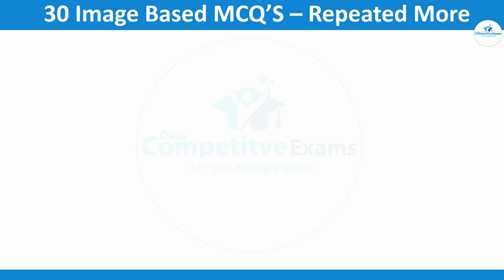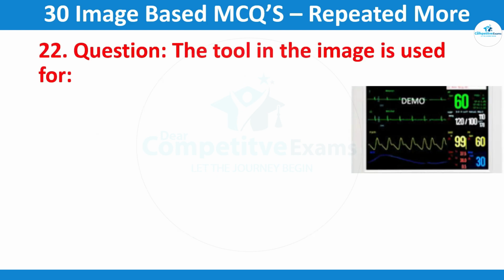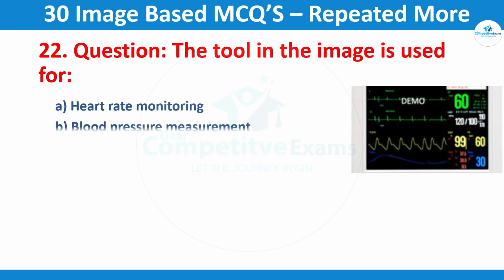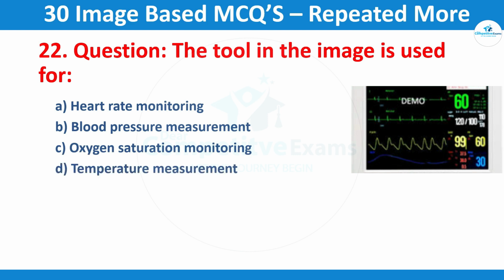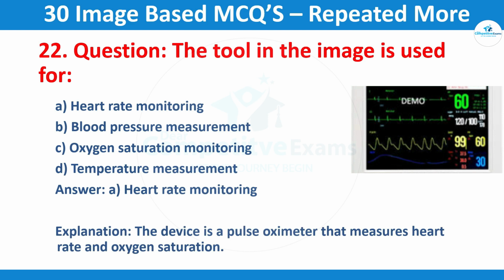Question number 22. The tool in the image is used for. Options: heart rate monitoring, blood pressure measurement, oxygen saturation monitoring, temperature measurement. Correct answer, heart rate monitoring. The device is a pulse oximeter that measures heart rate and oxygen saturation.